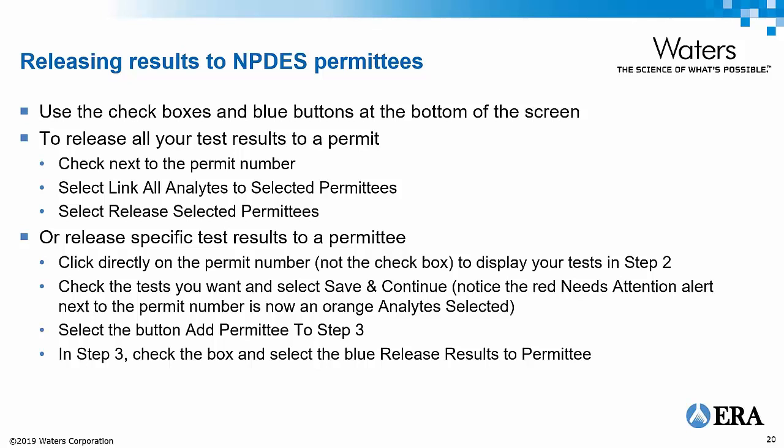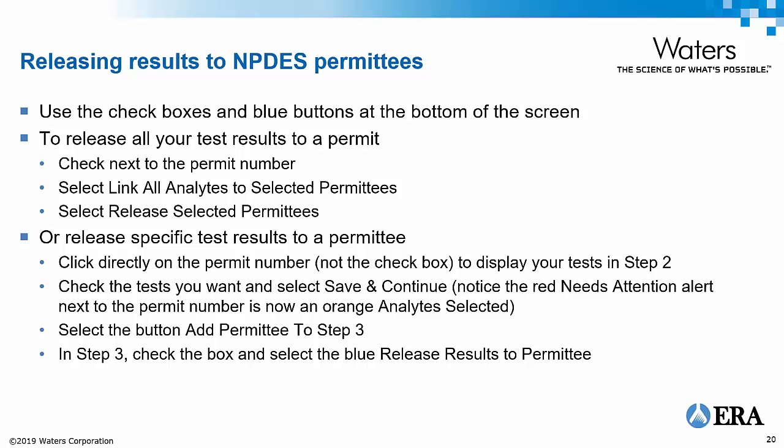You check the tests you want, save and continue, and you'll notice a little red needs attention alert next to the permit number change to a nice orange analyte selected status. I'm not showing all this on the screen. There's just a little too much information to keep you on the phone for on your computer for too long. But this will be a nice resource when we send this as a PDF file. You'll be able to refer back to this when you're actually doing these steps.